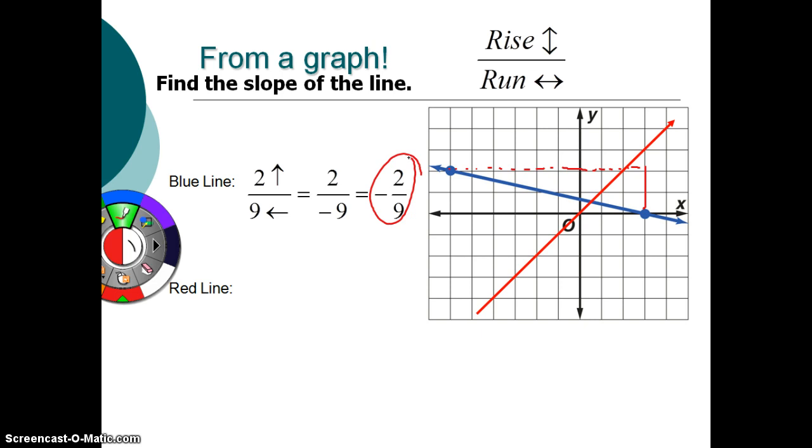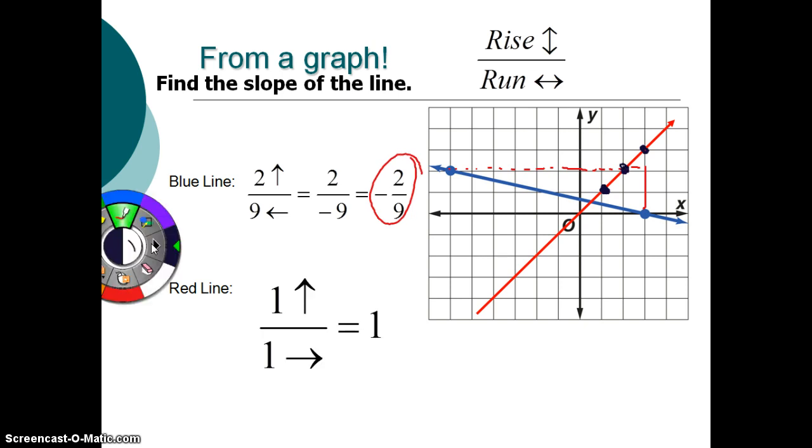The next one, we are calculating the slope of the red line. So looking at the red line, we need to pick 2 points on the line. I'm just going to pick these 2. So I'm going up 2 over 2. Or I could pick these 2 points right here. I'd be going up 1 over 1, up 1 over 1.